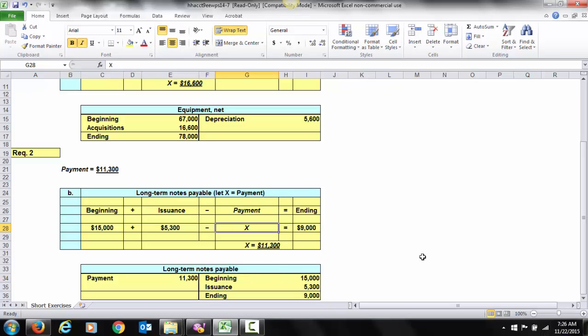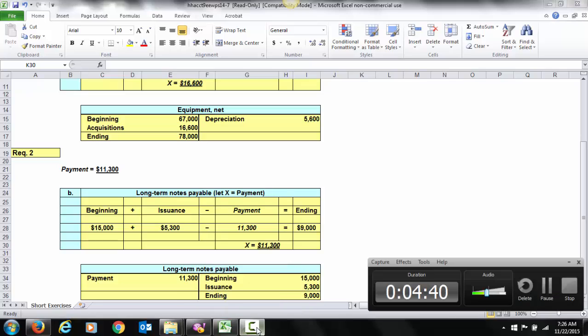Same thing here. We started with 15. We added in 5,300, and we know we end up with 9. Therefore, the payment has to have been $11,300.